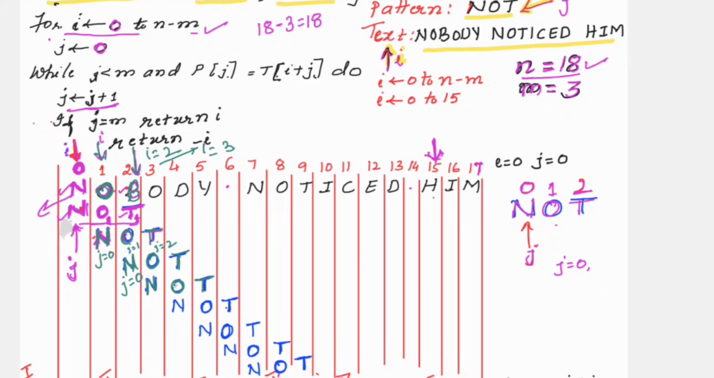So your pattern letters are here now. This is J equal to 0. So now N is getting matched with O. No, it is not matching. So once again the pattern gets shifted by 1 position. That means now I value is equal to 4. So here your pattern is present now.